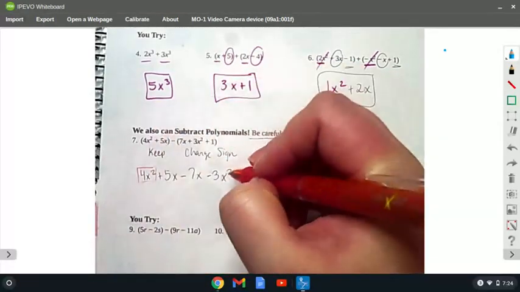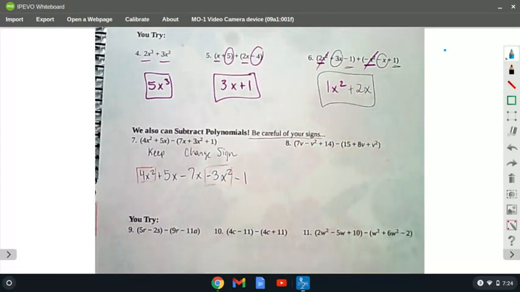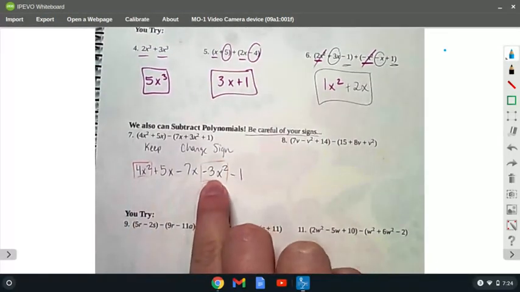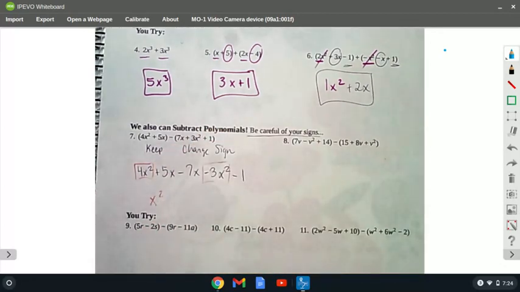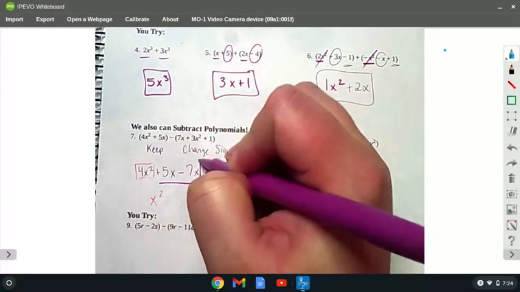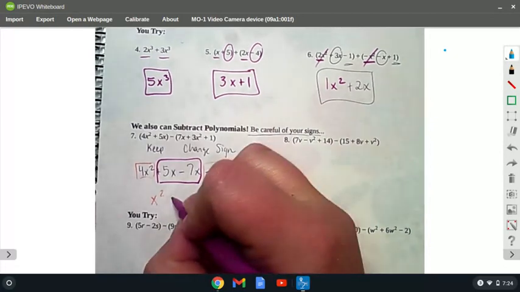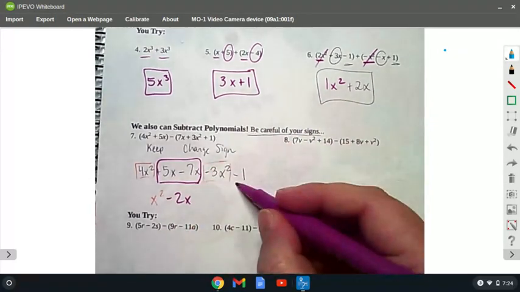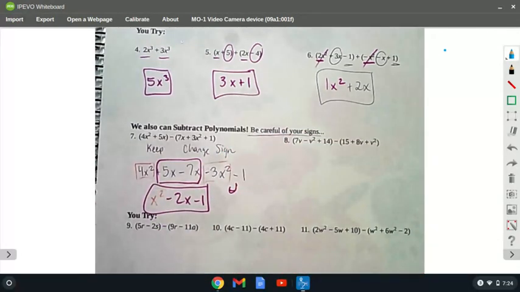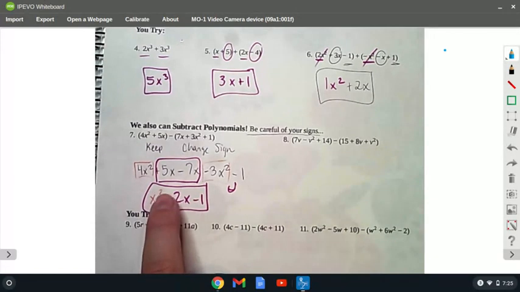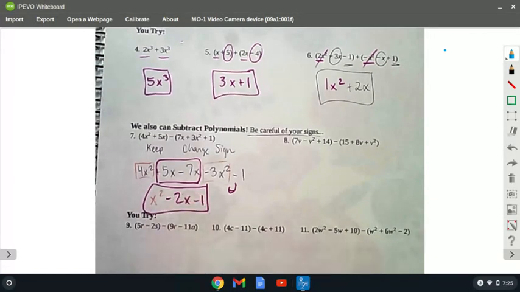So 4x squared and -3x squared can be combined, and they are my largest exponent. So 4x squared minus 3x squared is just x squared. I can combine 5x minus 7x. That's going to be -2x. And then I'm just left with this -1. Notice my answer is always in that descending order of degree, 2, 1, 0.